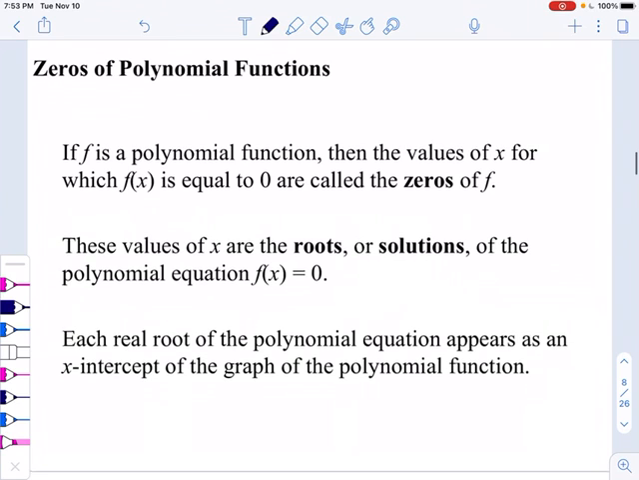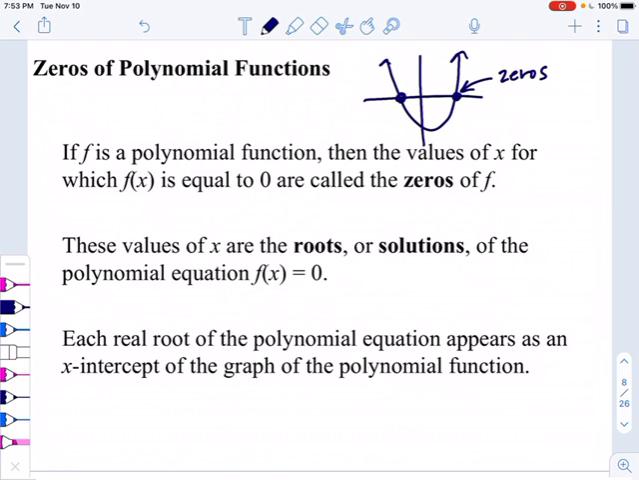So let's talk about zeros of polynomial functions. And this is where we get into some vocabulary that you're going to see often. It says if f is a polynomial function, then the values of x for which f of x is equal to 0 are called the zeros of f. If you remember any of our regular quadratics, when we are solving to figure out what zeros are, we're looking for these intercepts here, right? So these pieces here are what are called zeros.